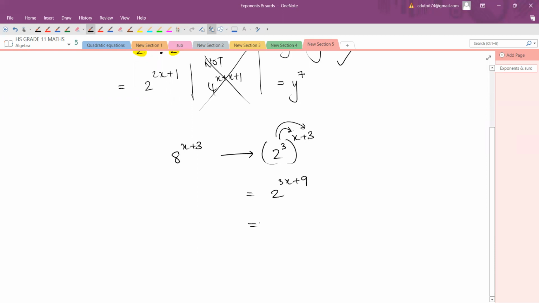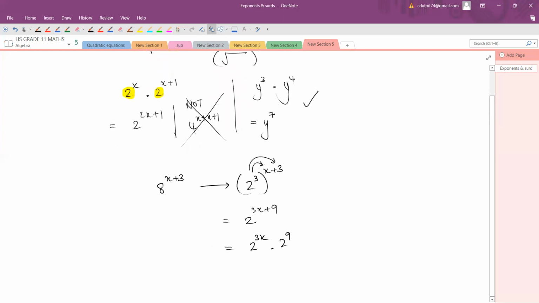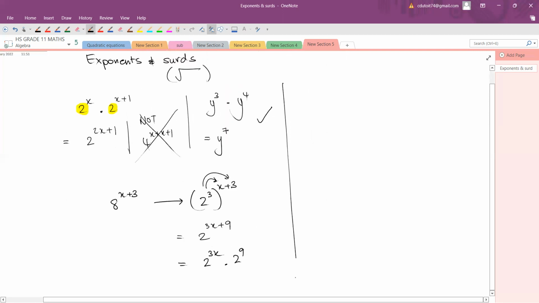And then you must be able to split it open: 2 to the power of 3x times 2 to the power of 9. Did you get that? Yeah. You can do this, then the exponents are not going to be a real problem to you. So let's just practice a couple of them.